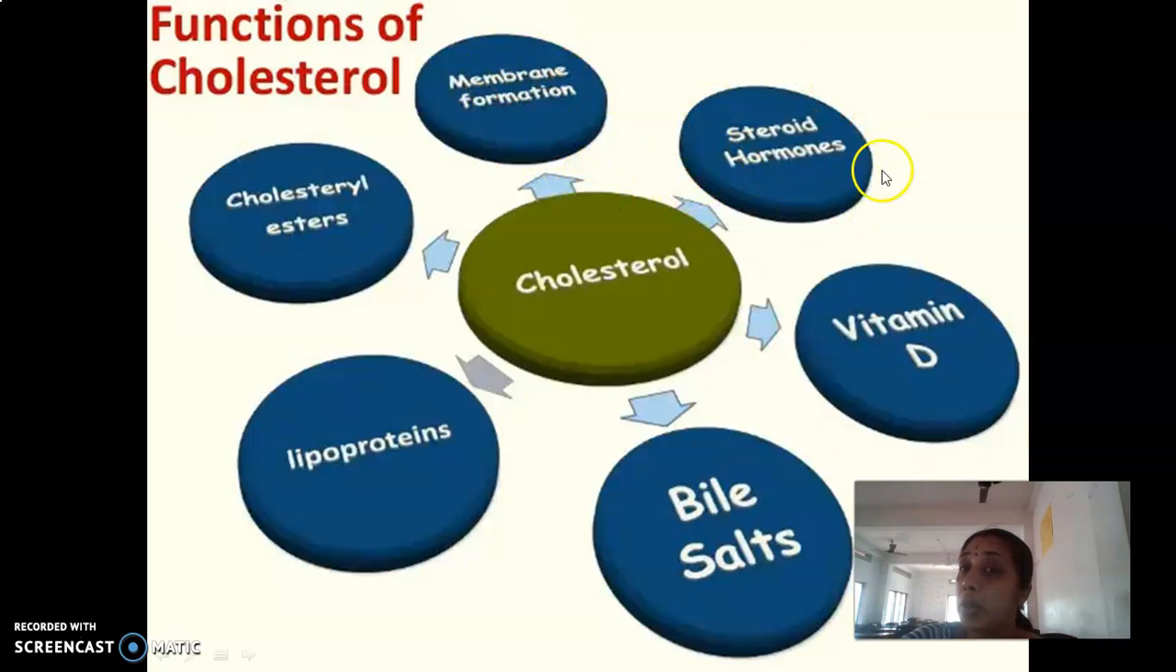Then they are responsible for the steroid hormone biosynthesis, all the steroid hormones. Which are the steroid hormones? Steroid hormones can be divided into three different types: glucocorticoids, mineralocorticoids, and sex corticoids. Corticoids means they are derived from sterols. The parent compound is cholesterol, so cholesterol is the parent compound for the synthesis of all the steroid hormones.